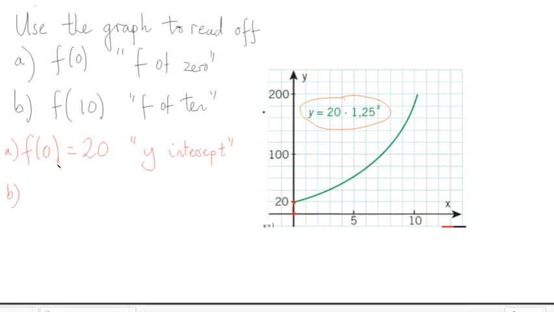How about b then? When I'm looking to find the value of f of 10, I go to 10 on the x-axis, go up to the graph, and then read off. Now I can't read off an exact value, but it's somewhere between 180 and 200. F of 10 is roughly equal to 190.